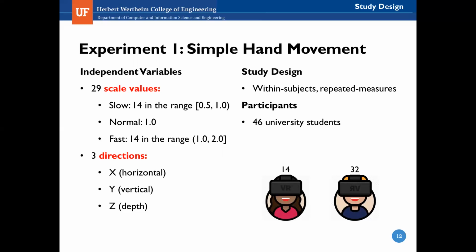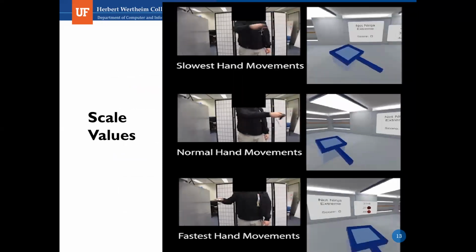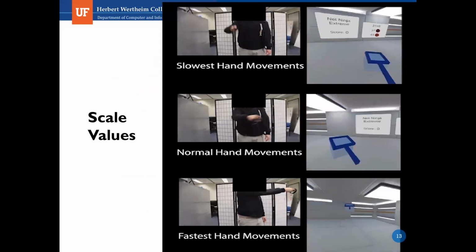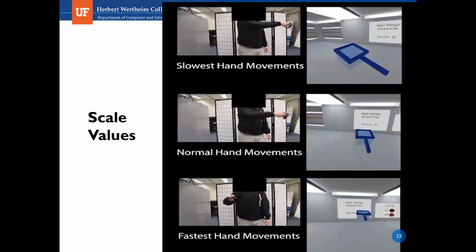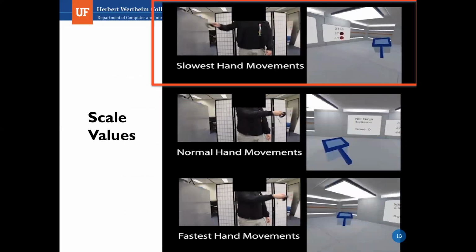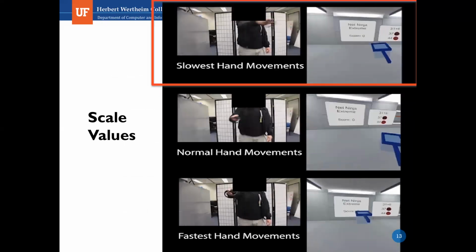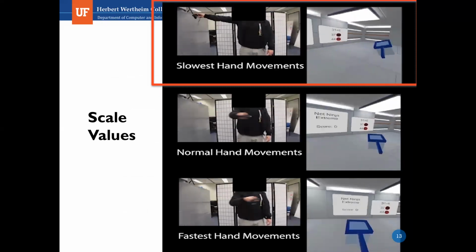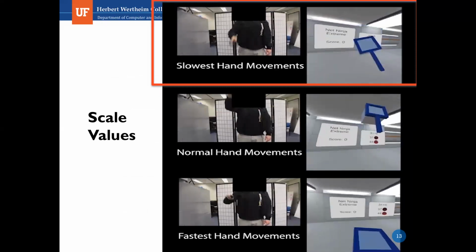In this experiment, we followed a within-subjects study design with repeated measures. We had 46 university students as our participants. In this video, you can see the differences between slow and fast scale hand movements compared to the normal. At the top, you can see the slowest hand movement. In the virtual world, the hand movement is much slower than the normal one.